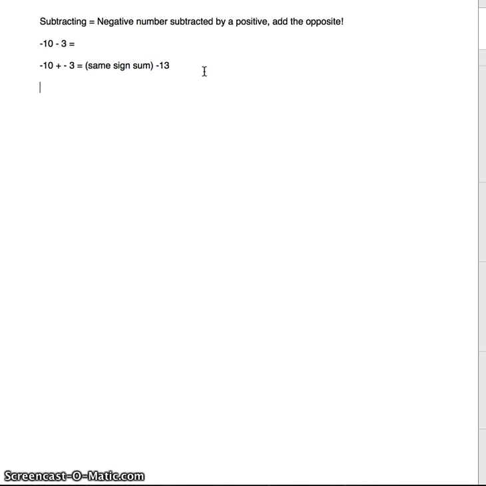Okay. And then what if we have just a 10 minus 3? That one is just elementary school, way too easy for you. 10 minus 3. Well, we're not dealing with any negatives. We can just do 10 take away 3 is 7. But what if we have a 10 minus, in parentheses, a negative 3 here?